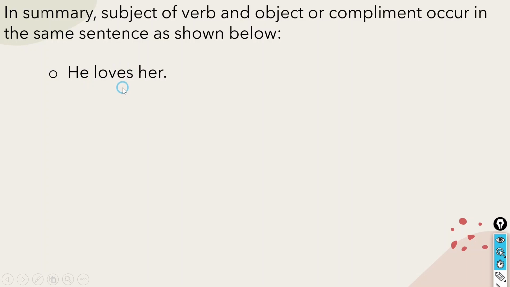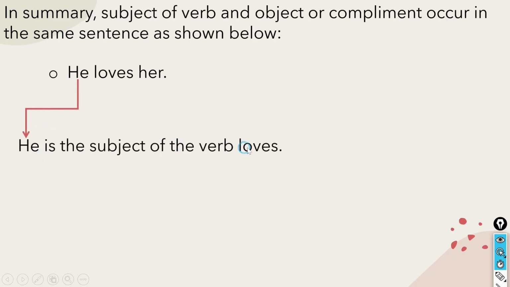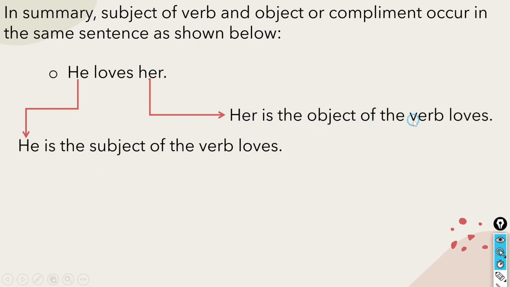Like if we say he loves her, you see. So remember, the subject of a verb like he is acting like the doer of the love. He loves. Who loves? It is he. Now, he loves her. Her is acting like the receiver of the action of the verb loves. So in this case, this he is the subject of the verb loves, while this her is the object of the verb loves. So it is very important to understand these parts of speech.